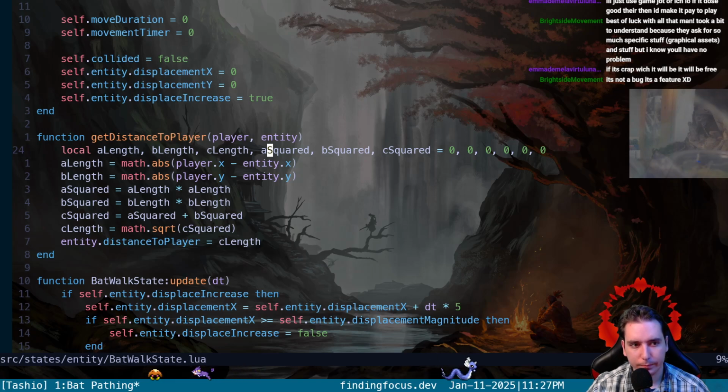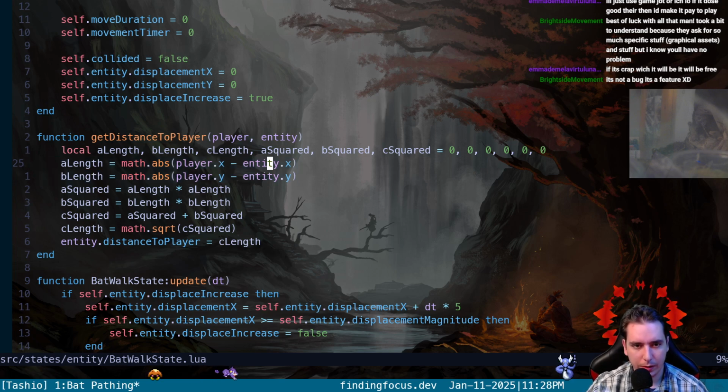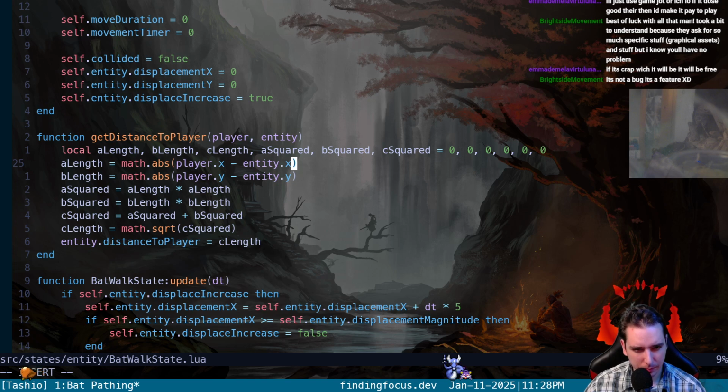So when we go to calculate the length for our Pythagorean, we need to account for the displacement x. So if we take the absolute value of our player x and our entity x, would we put the difference? Gosh, it's hard to think about this.